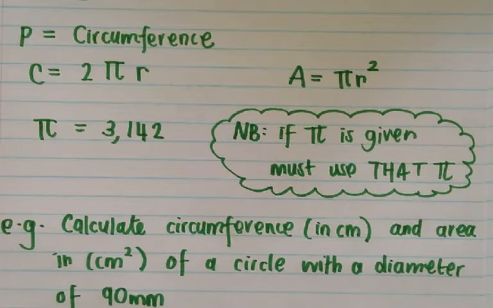So I need to answer in the unit that I'm asking for. So if I want my answers to be in centimeters, but my diameter is in millimeters, can I just take that millimeters and put it into the equation? No. I'm going to have to convert to centimeters first. Now, how many centimeters is 90 millimeters? 9. How do we get that? We divide by 10.